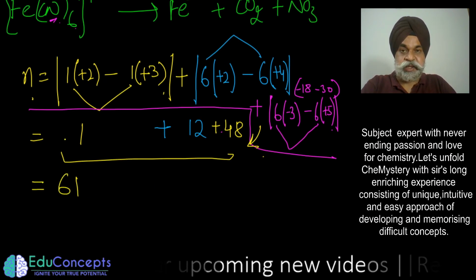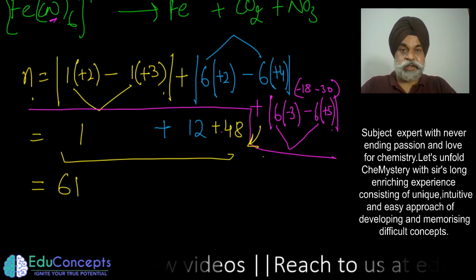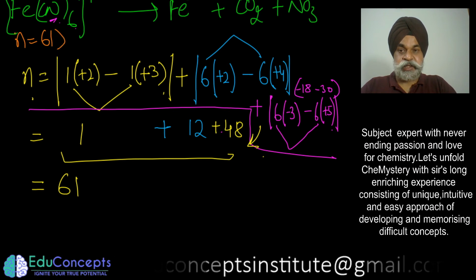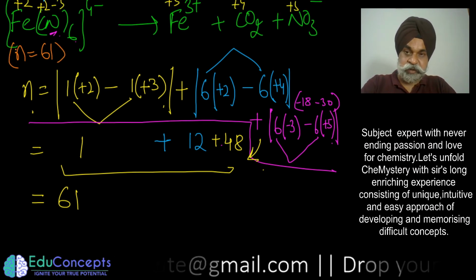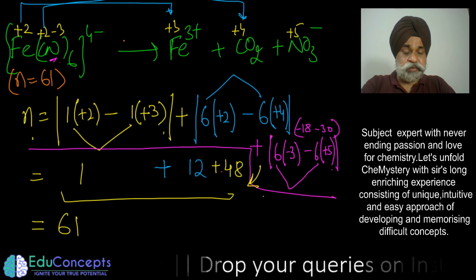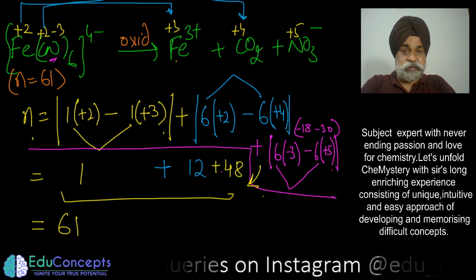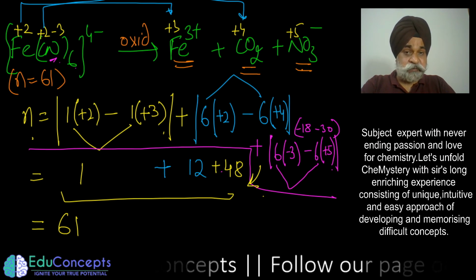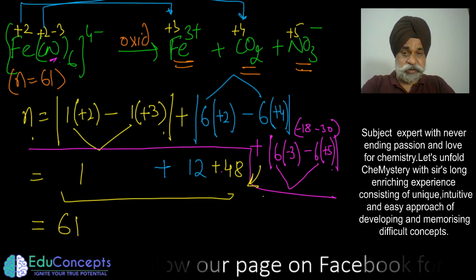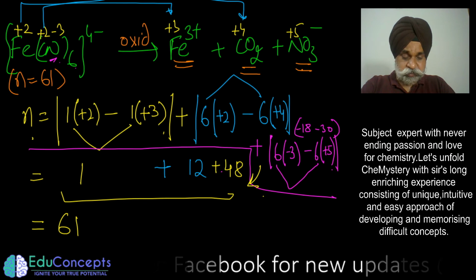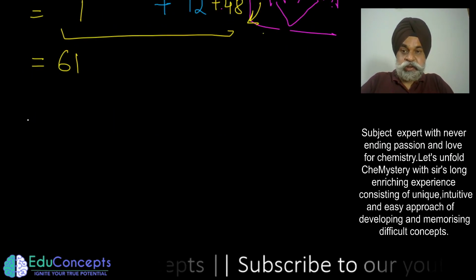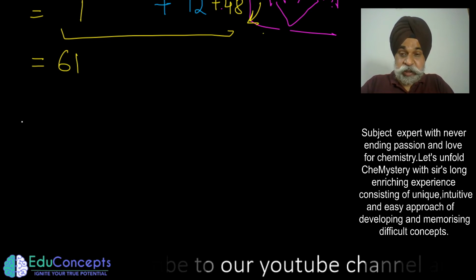So this is quite interesting. Now the N factor came out to be 61. What does it mean? That 1 mole of this compound, if it goes to Fe3+, carbon dioxide and nitrate ion, even on balancing, is going to lose 61 electrons.